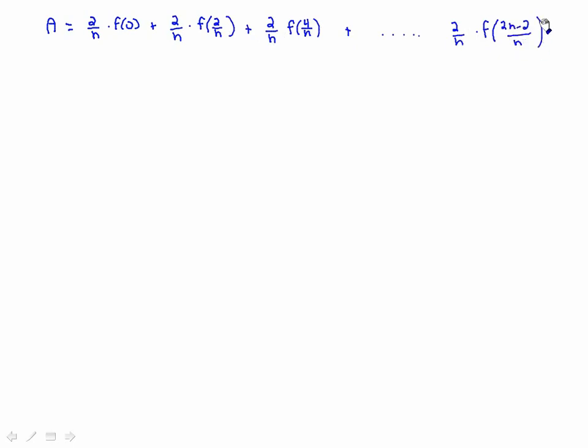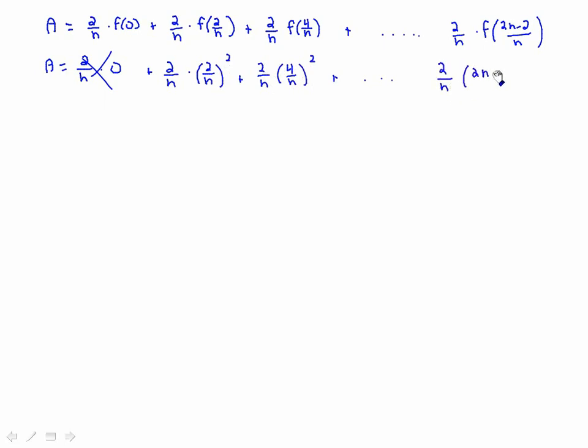Now, plugging into the formula, we're going to get the area is equal to 2 over n multiplied by, well, of course, that's times 0, so that one's going to go away, plus 2 over n times 2 over n squared, etc., like that, plus 2 over n times 4 over n squared, etc., like this. A lot of rewriting the same thing over and over. Luckily, we don't have to do this much longer.